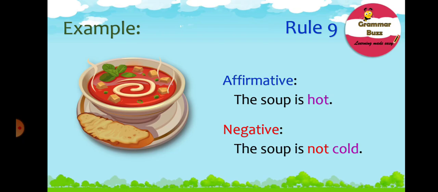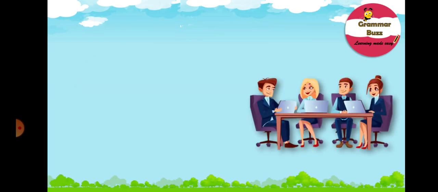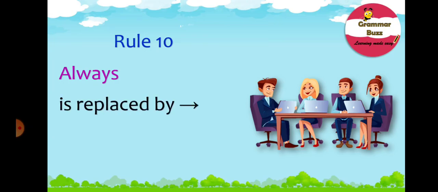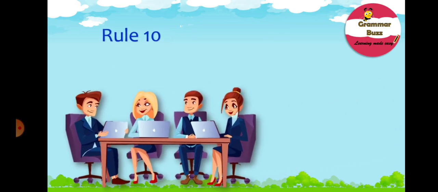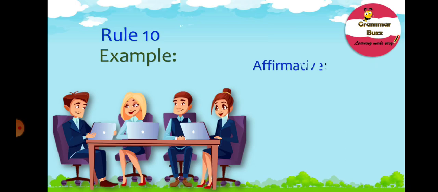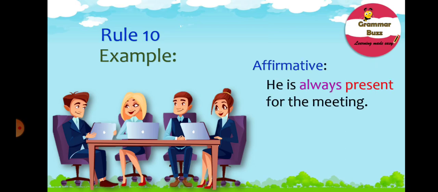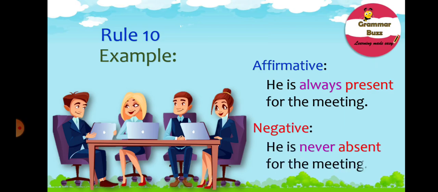Moving on with the following rule. "Always" in an affirmative sentence is replaced by "never" plus the opposite word of the affirmative word. Let us try to follow this with the help of an example. He is always present for the meeting. Converting to negative: he is never absent for the meeting.